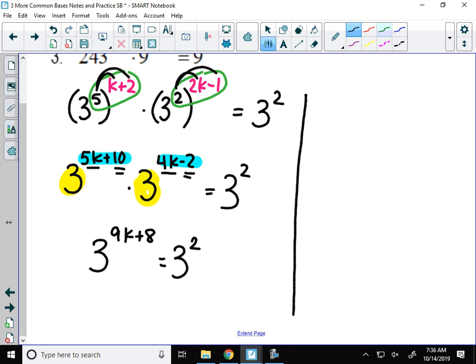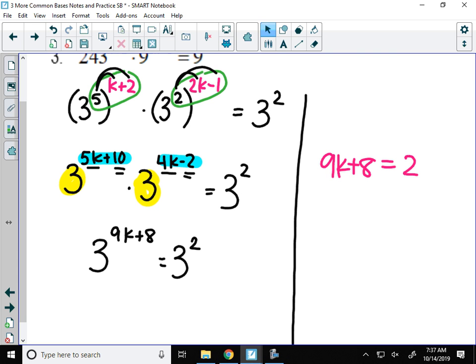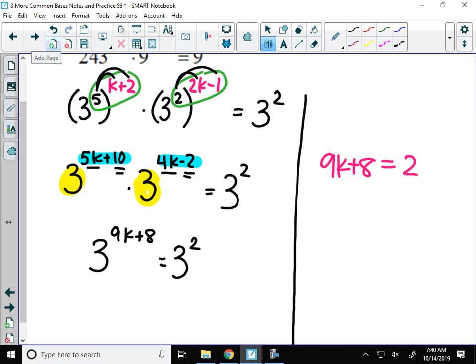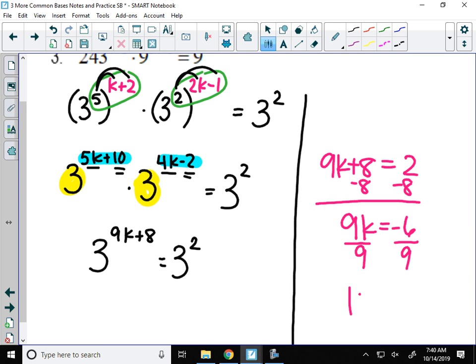All right, now that they have the same base, I can set the exponents equal to each other and solve. So now I just have to solve for k. I'll subtract the 8 and get 9k equals negative 6 and divide by 9. And then that simplifies. Negative 6 over 9 is negative 2/3.